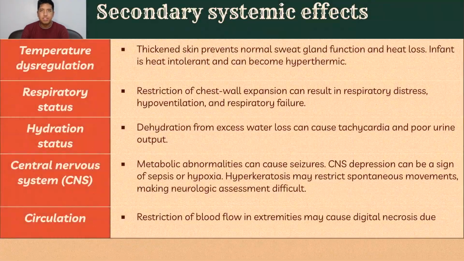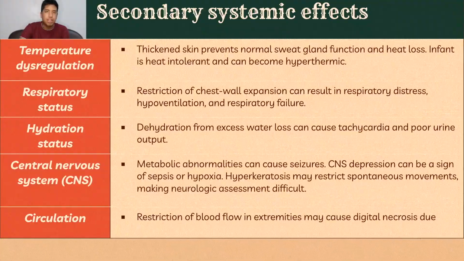Now, with Larkin having discussed the key differentials, we move on to the secondary systemic effects, these being the negative impacts of said symptoms on related physiological functions or organ systems in the body. We begin with temperature regulation. The thickened skin prevents normal sweat gland function and heat loss of the infant. As such, the infant is heat intolerant and can become hyperthermic.